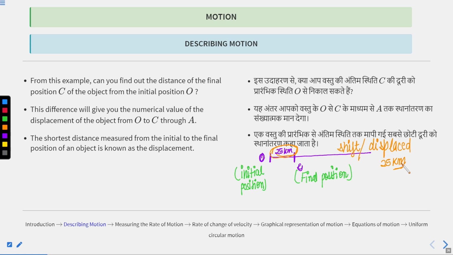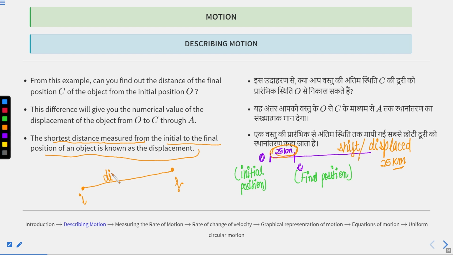So you have displaced or shifted 25 kilometers. Now a term arises which is known as displacement, and displacement is the shortest distance measured from the initial to the final position of the object. This is your initial position and this is your final position. Whenever you draw a straight line between initial and final position, this will give you displacement, that this much you have displaced from your original position.